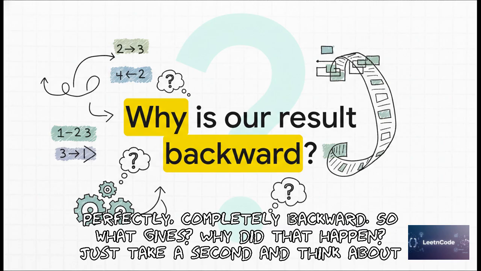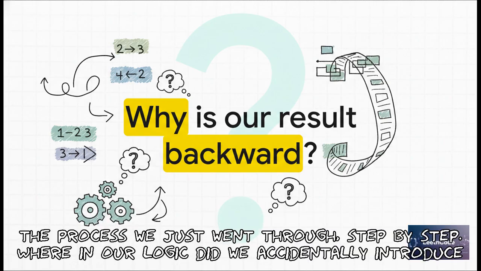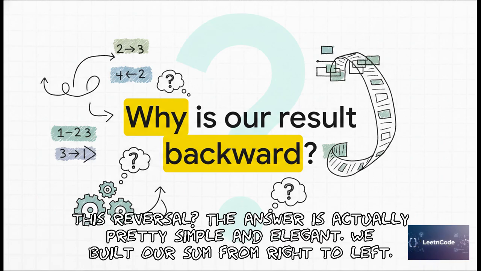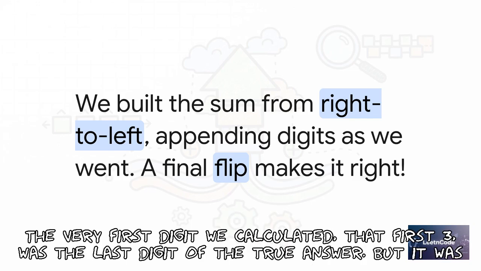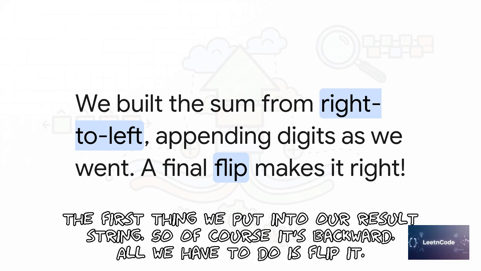Just take a second and think about the process we just went through, step by step. Where in our logic did we accidentally introduce this reversal? The answer is actually pretty simple and elegant. We built our sum from right to left. The very first digit we calculated, that first 3, was the last digit of the true answer, but it was the first thing we put into our result string, so of course it's backward. All we have to do is flip it.